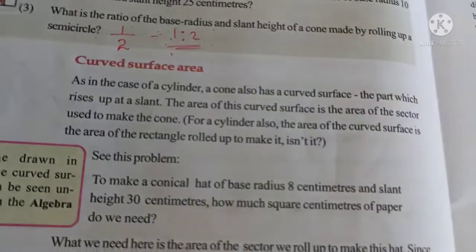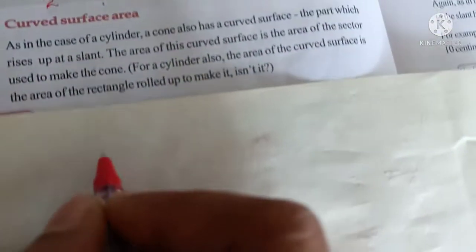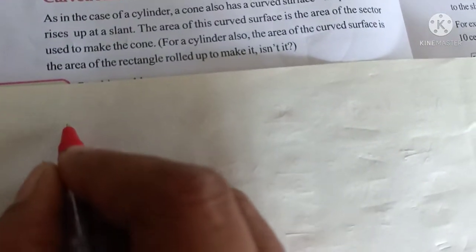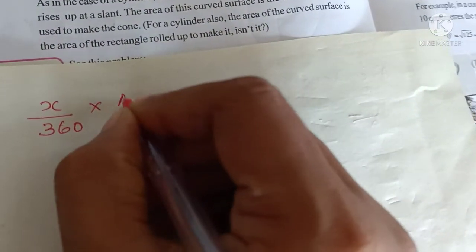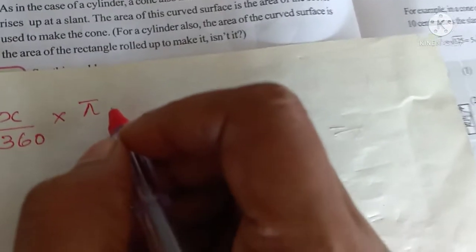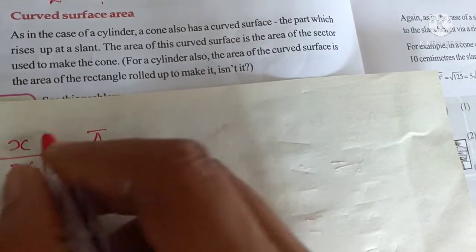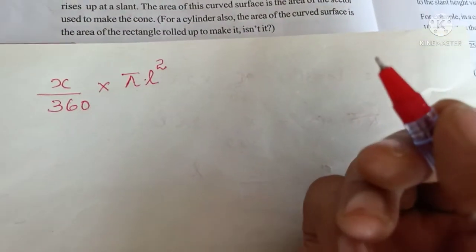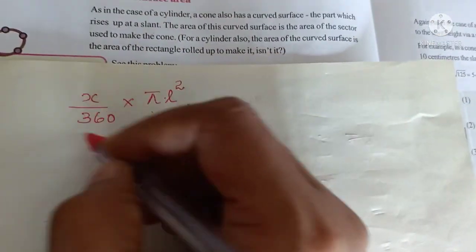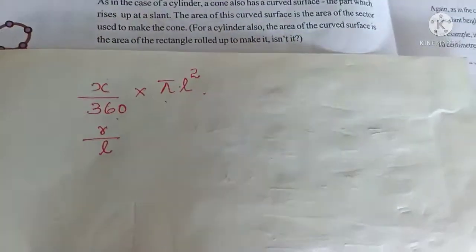Curved surface area of a cone is equal to the area of the sector. And how do we find area of a sector? Area of a sector is equal to central angle of the sector by 360 into pi r square. Okay, here we have r and l of the cone are equal. So this is pi r square, and instead of that we can write pi l square. And from our last relation we have x by 360 is actually r by l.